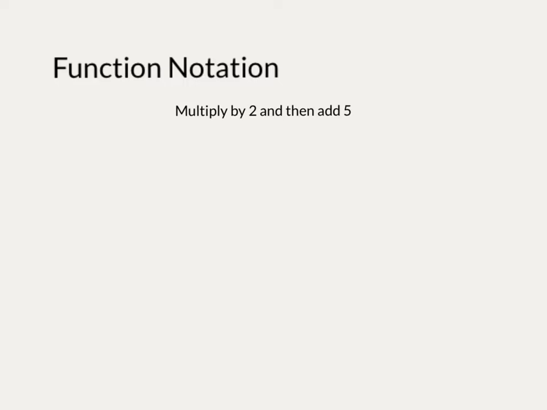So if I'm visualizing this, I'm going to have some input like this. And the first thing I want to do to that input is multiply it by 2. And then I would like to take all of this stuff and add 5 to it. So if I had some algebraic notation for multiply by 2 and then add 5, it would look something like this. Now, what's cumbersome here is writing out INPUT every time I want to represent my input.